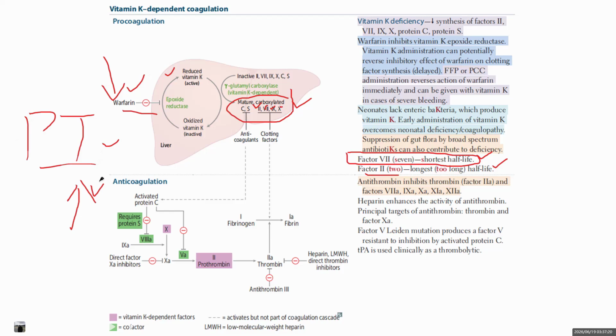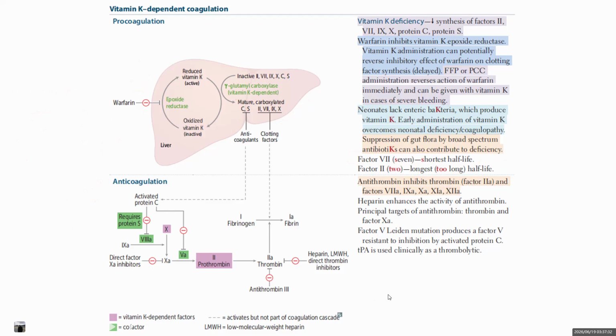And so that is why the PT, or prothrombin time, is the earliest lab abnormality in vitamin K deficiency or during warfarin therapy, right? So we can simply say that warfarin prolongs the PT. It prolongs the PT first because factor 7 has the shortest half-life, right?